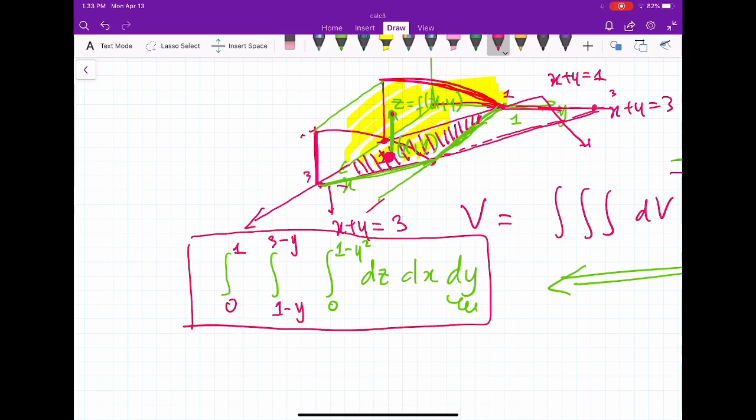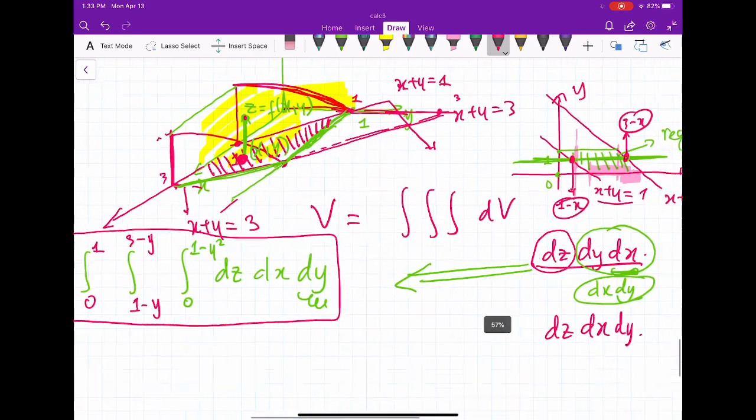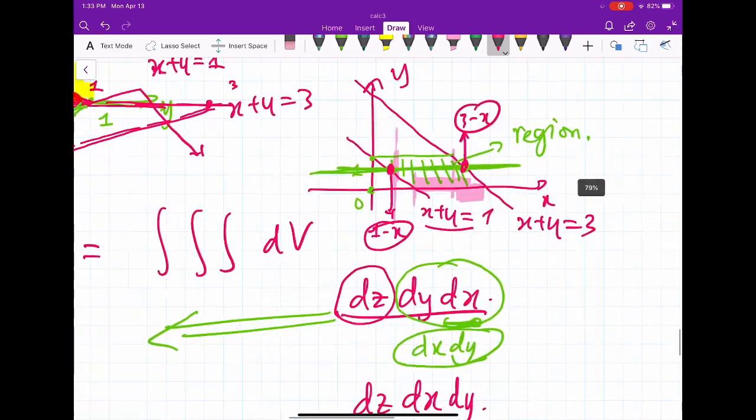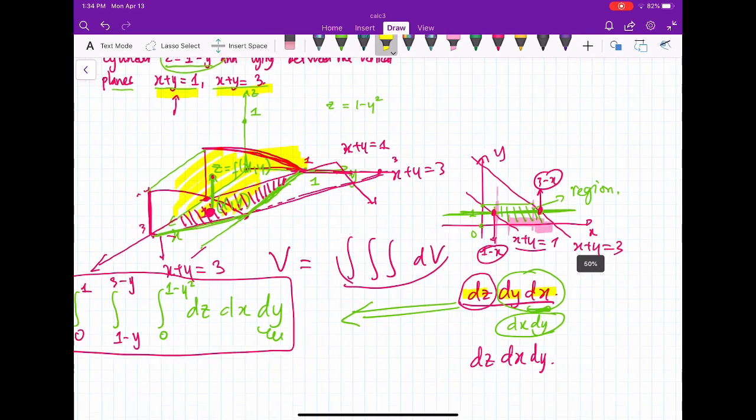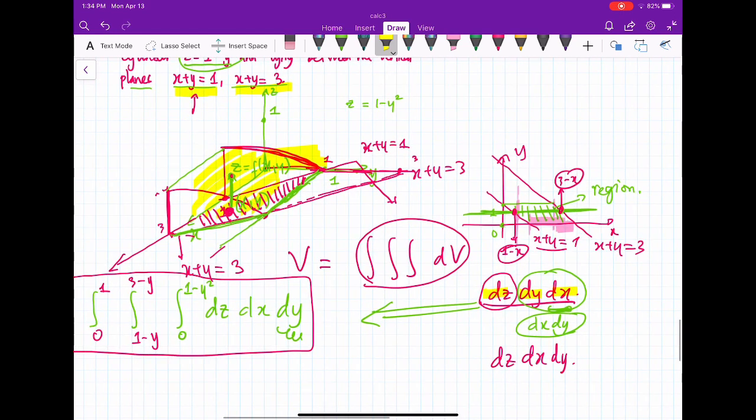I would like to challenge you to consider the 3 cases in here, as I just mentioned, and rewrite this integral in the order dz, dy, dx. How about that for extra credit? Okay. So I think I finished my lecture right here. If you have any questions, just feel free to let me know. All right. Thank you.